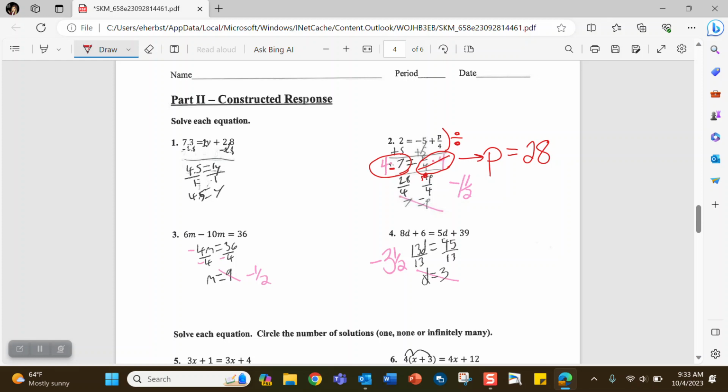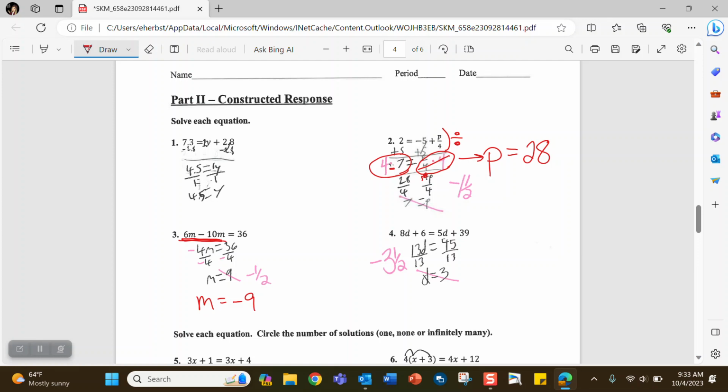Number 3, you really just missed a half a point for missing the negative, right? You combined these two terms together first, which is the correct step, but 6 minus 10 is negative 4, so we should have been dividing by negative 4, which would have given us m equals negative 9.